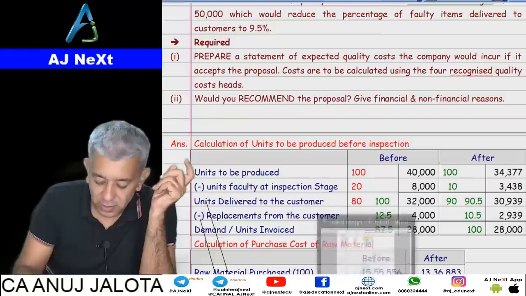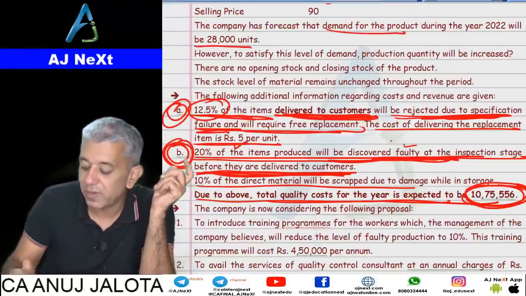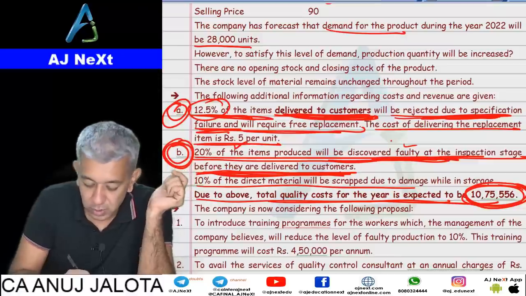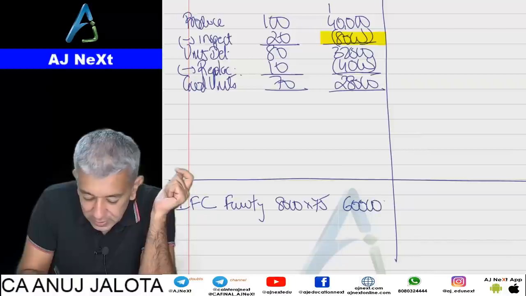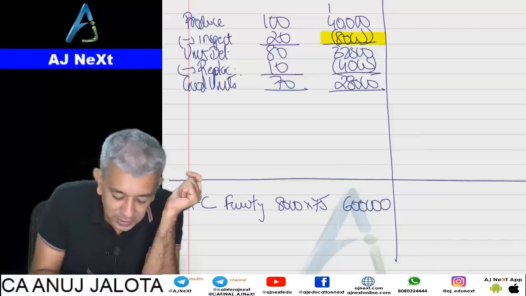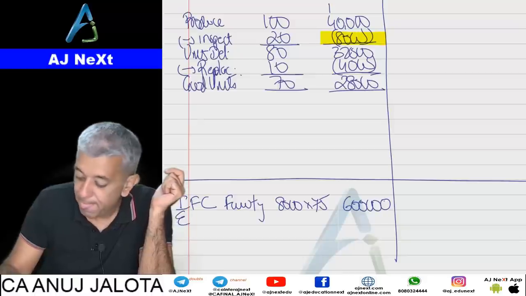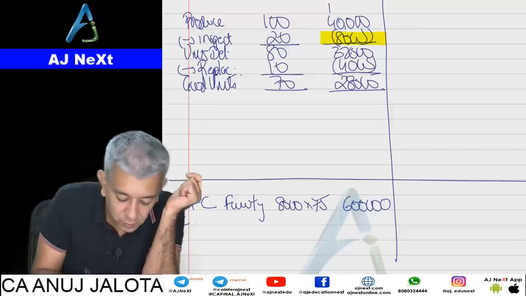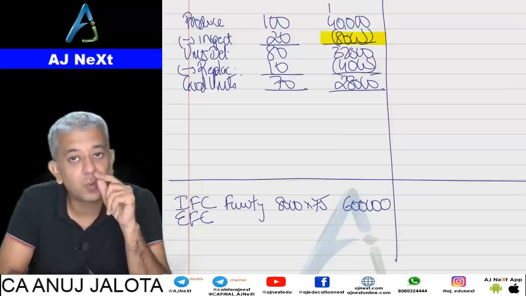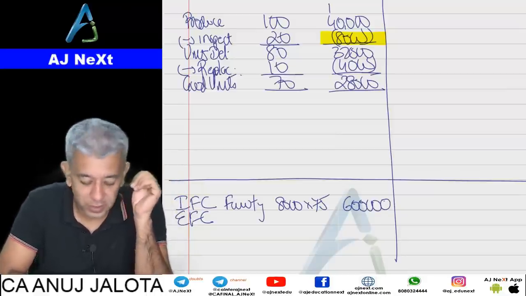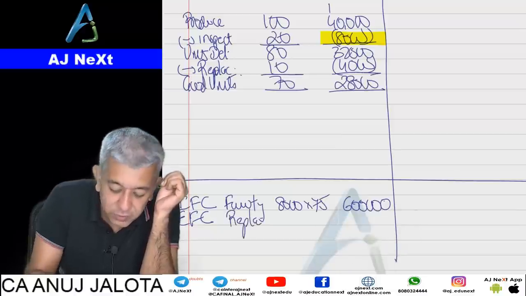ओके, सो देयरफॉर यहाँ पर 8000 × 75, तो ये वाला जो फिगर है ये आ जाएगा 6 लाख, ठीक है. फिर उसके बाद इन दिस पर्टिकुलर केस 8000, 6 लाख. फिर उसके बाद एक्सटर्नल फेलियर कॉस्ट जो कस्टमर के एंड पे होता है ना, ओके, वो जो रिप्लेसमेंट वगैरह है, रिप्लेसमेंट ऑफ द गुड्स 4000.